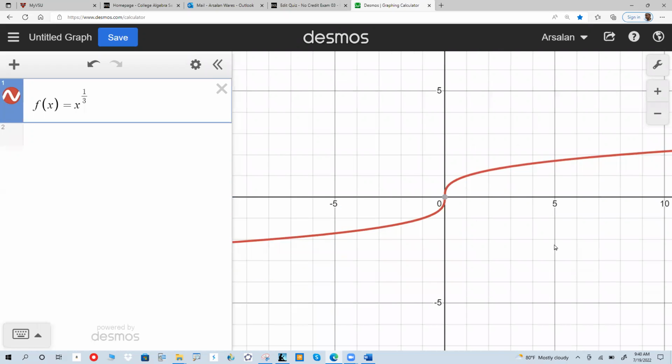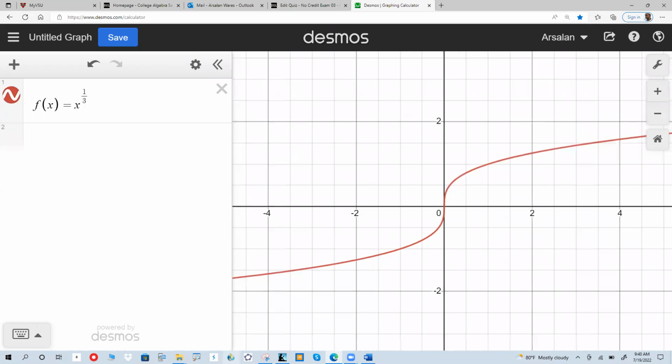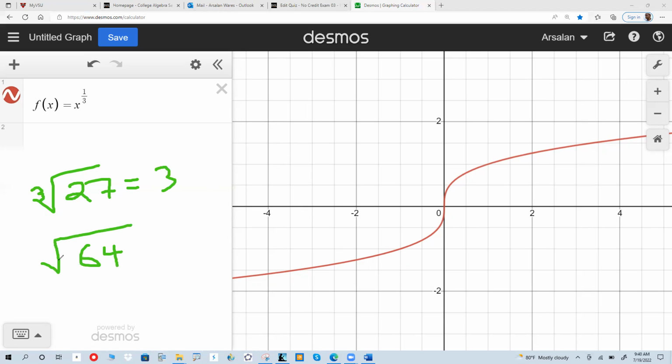Okay, let's test if the function makes sense. Remember, guys, cube root is this. Let's see. So what's the cube root of 27? 3 times 3 times 3 is 27. So cube root of 27 is 3, and this is how we write it. Okay. What's the cube root of 64? What times what is 64? 4. 4 times 4 is 16. 16 times 4 is 64. So cube root of 64 is 4.